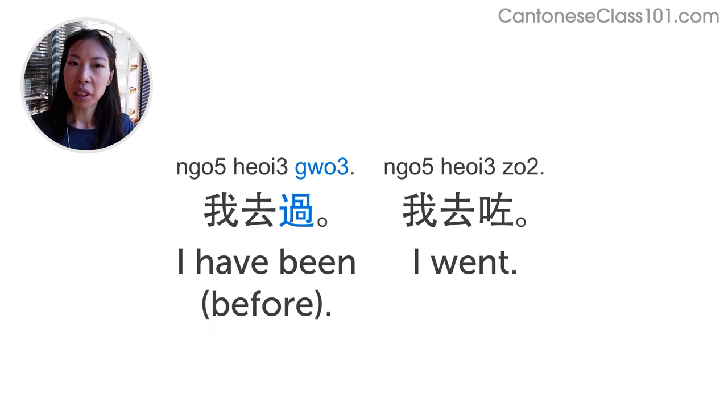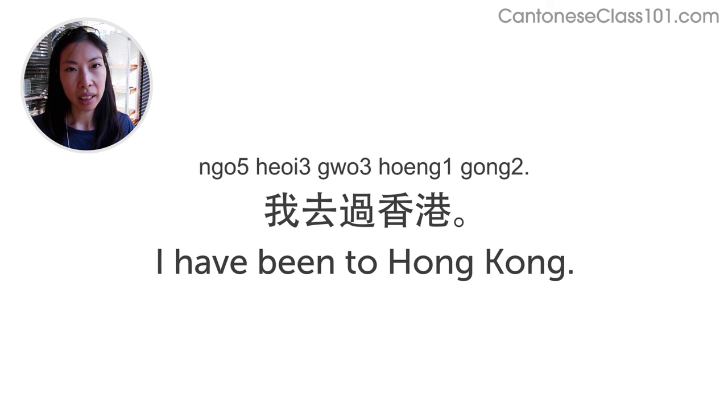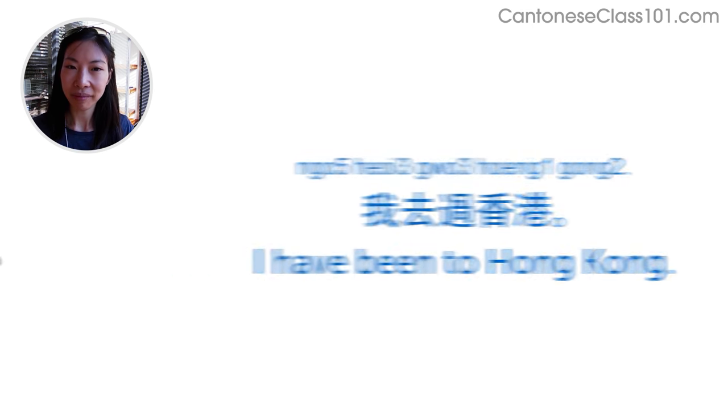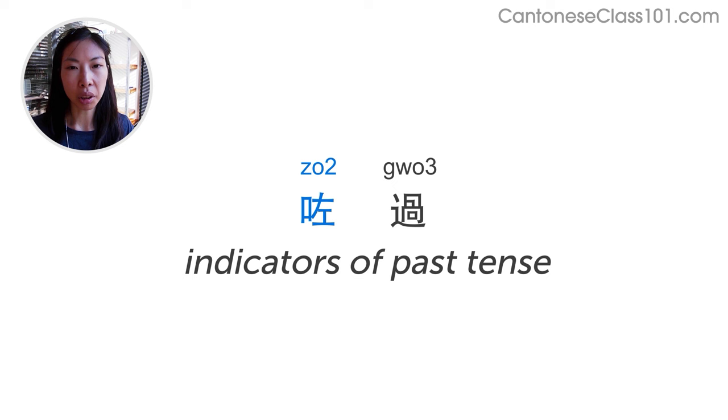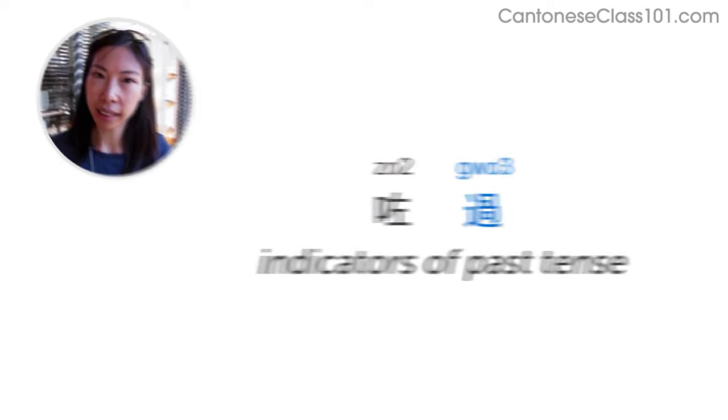过 is the major alternate particle used to communicate aspect completion, as with the sentence 我去过香港, I have been to Hong Kong. 我去过香港, I've been to Hong Kong. While both 做 and 过 are indicators of past tense, 做 stresses the neutral completion of the action, while 过 emphasizes that the action had taken place in the past.